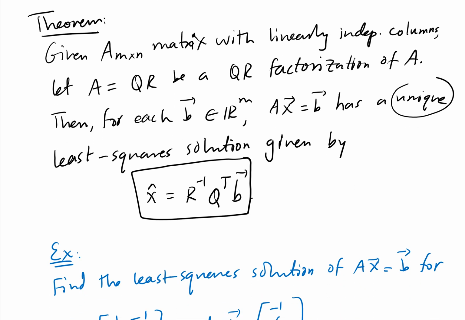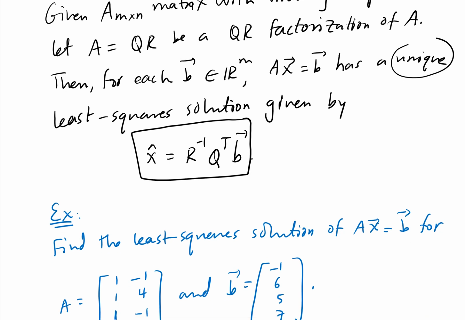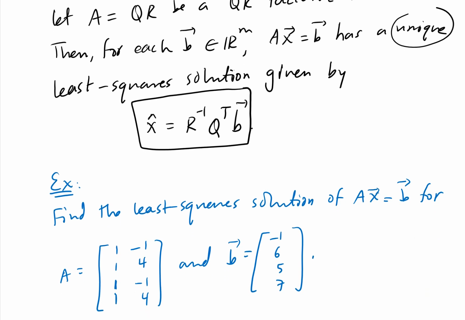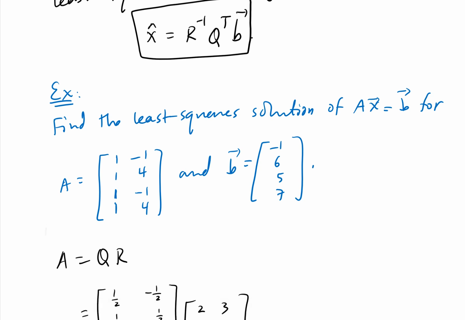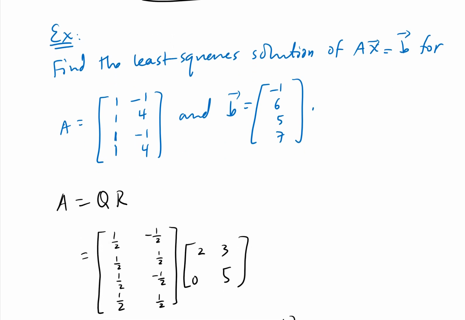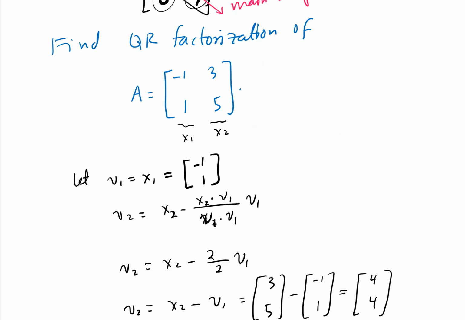So if we look at this example, A and B are given. We need to find the least square solution of this equation. So let's see how we calculate this. Again, A equals QR. How will we find that out? We need to find Q and R. Do you guys remember from the previous section? I found Q and R from the previous section.